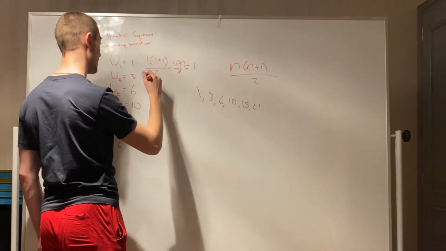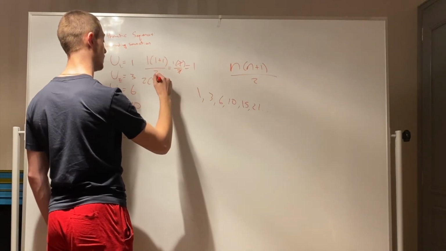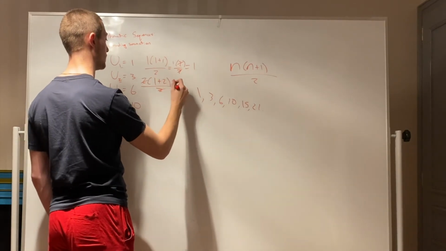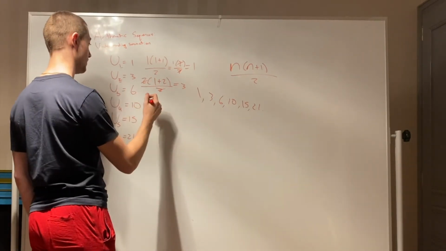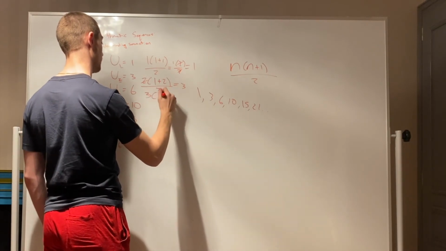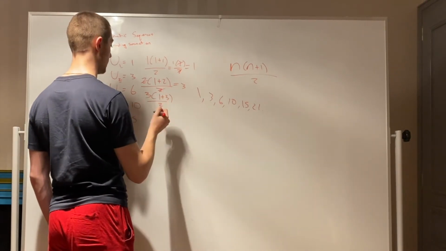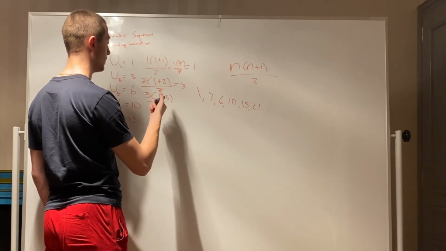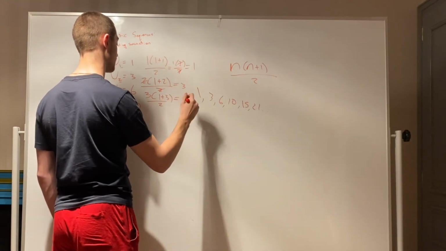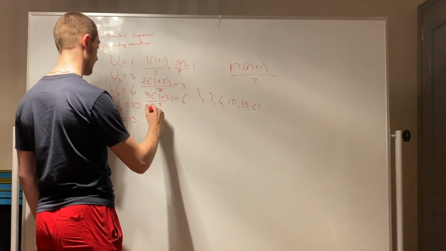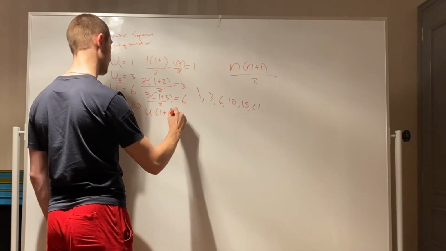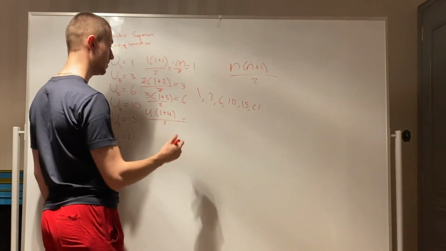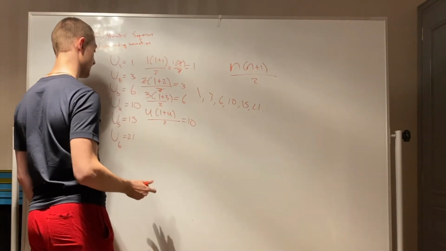Let's try it for 2. 2 multiplied by 1 plus 2 divided by 2. Again, the 2's cancel, we get 1 plus 2, that's 3. Let's try it for 3. 3 multiplied by 1 plus 3 divided by 2. The 2's don't cancel, actually they do in the 4. So we get 3 multiplied by 1 plus 3, that's 4, 12 divided by 2, that's 6. 4 multiplied by 1 plus 4 divided by 2 is equal to 4 times 5 divided by 2, which is 10, and so on.